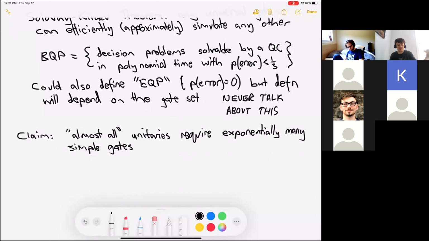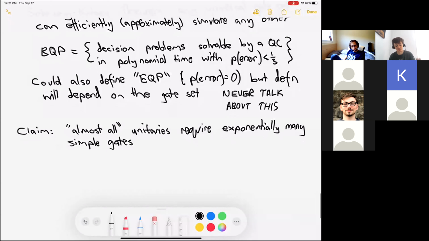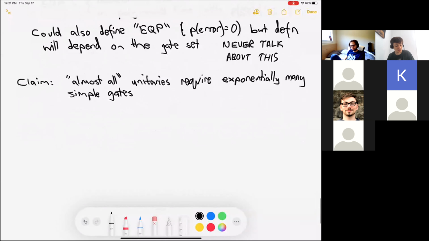What this means is that if I want something to be in BQP, I want to be able to do it on my quantum computer pretty efficiently. Then I can't just apply random unitaries to my n qubits all at once. That's just not going to be possible to do in BQP. So the art of quantum algorithms is finding unitaries that can be efficiently built out of simple gates. So let's see the proof of this. It's really quite simple.